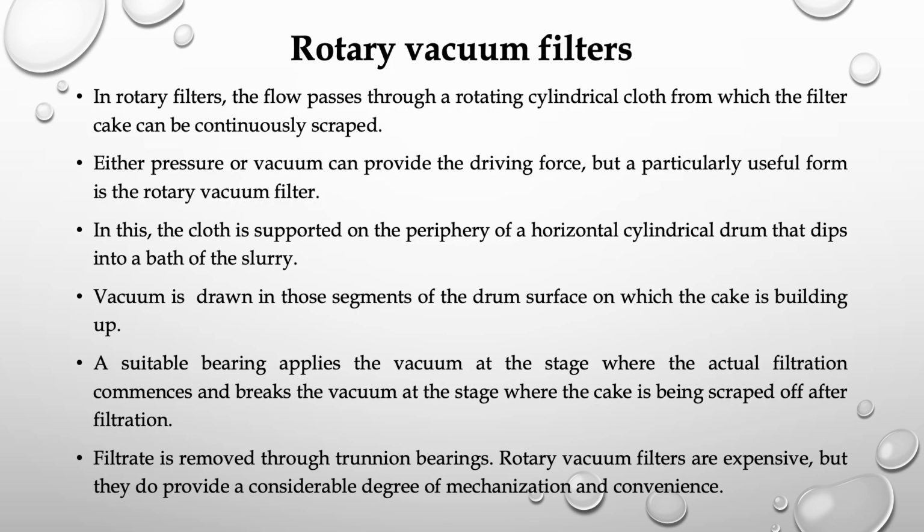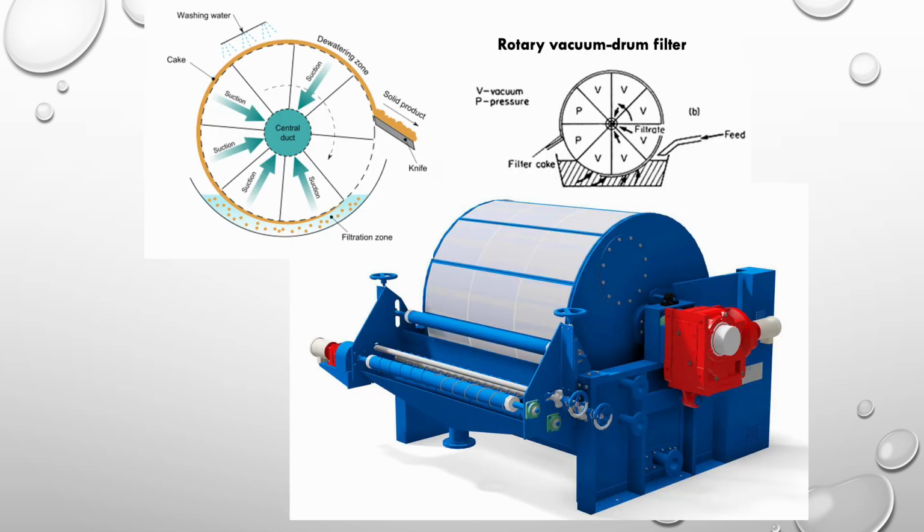Coming to the rotary vacuum filters, the flow passes through a rotating cylinder cloth from which the filter cake can be continuously scraped. This can be operated under pressure or vacuum. Here we have divided the drum surface into segments; some segments are under vacuum, and others are operated under normal pressure.